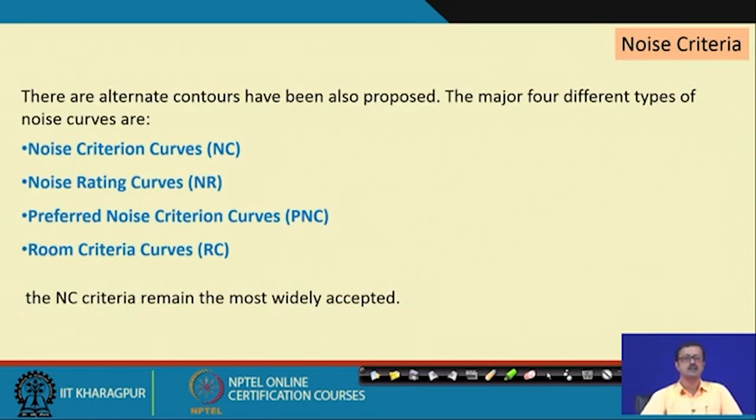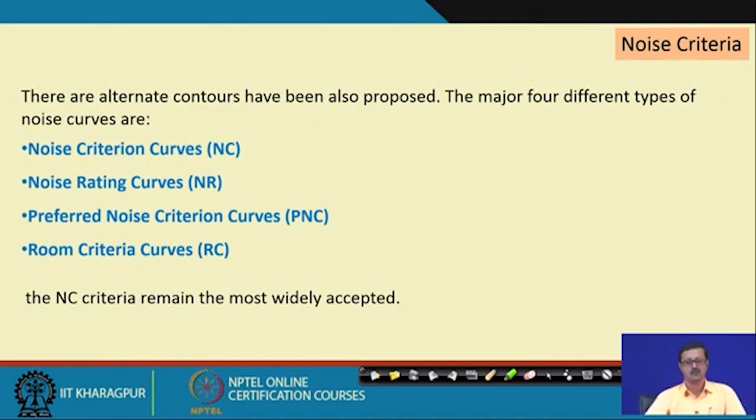So, this noise criteria curve is described in various countries in various ways. Various countries recommend various types of curve. It is sometimes called a noise rating curve in the UK, the PNC, the preferred noise criteria curve, and sometimes room criteria curves. But out of these, the noise criteria or NC is widely used and accepted. It is almost virtually the same, with slight parametric differences noticed between all four.